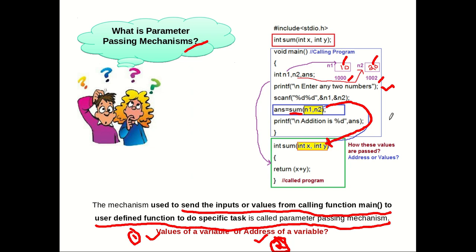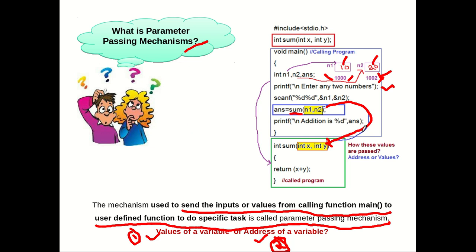Similarly, we can also pass the address. Instead of passing these values n1 and n2, we can also pass 1000 and 1002. What is 1000? 1000 is the address of n1. What is the content of 1000? 10. What is the content of 1002? 20. So we can access the values 10 and 20 by using the addresses of the memory location also. So we can also pass the addresses to the function body.